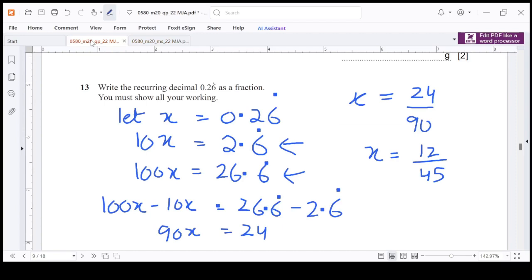In fact, we can further cancel it. I'm sorry. We cancel it with 3. So then we get 4 here and we get 15 here. So 4 over 15 is the final answer. Okay.